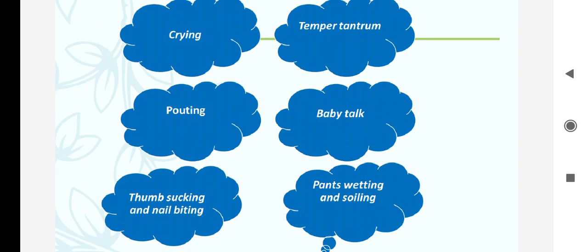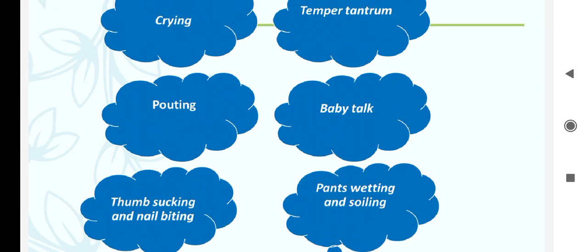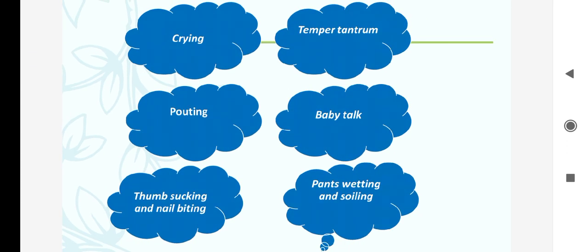So if children show this type of behavior or dependence behavior, it shows that these children are still in a state of dependence. Means they are not ready to learn at school. So they need to settle down these basic needs routines at home before they go to school again. So I think that's all.